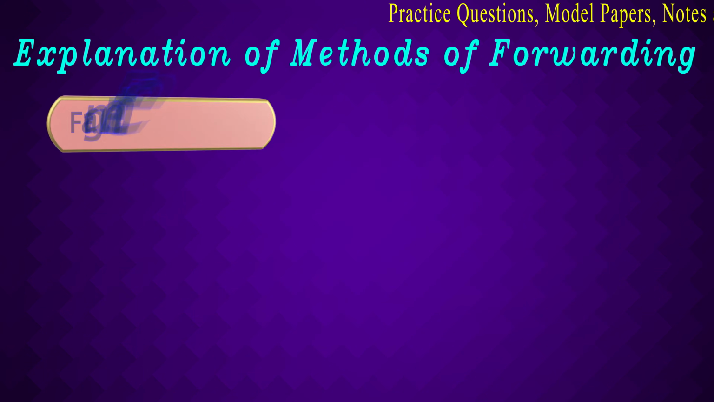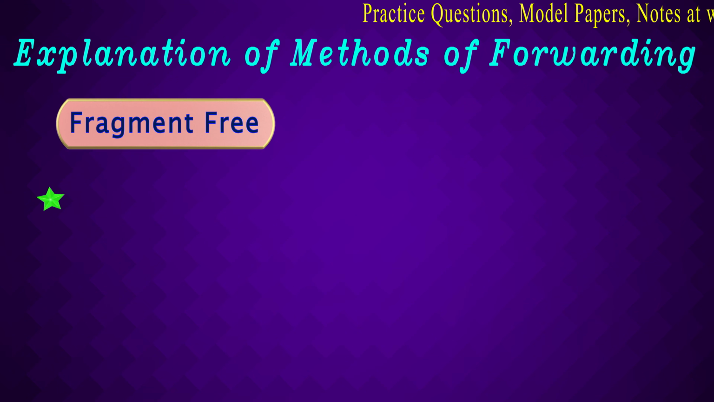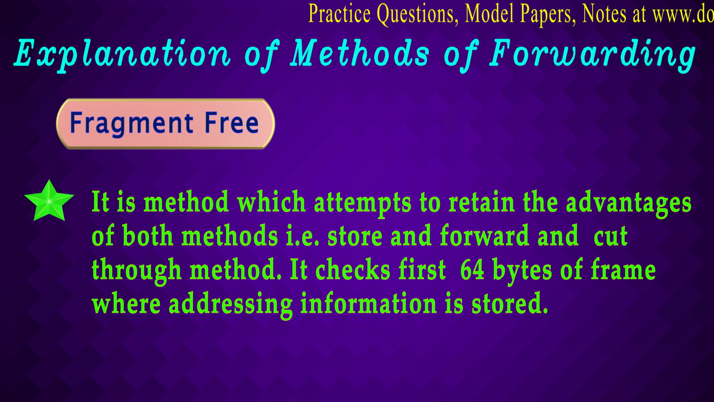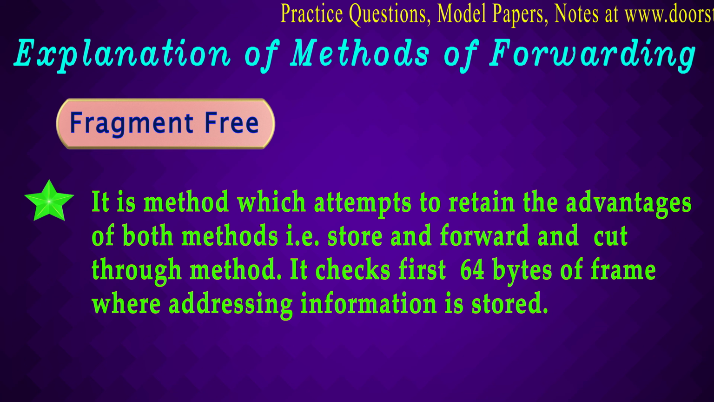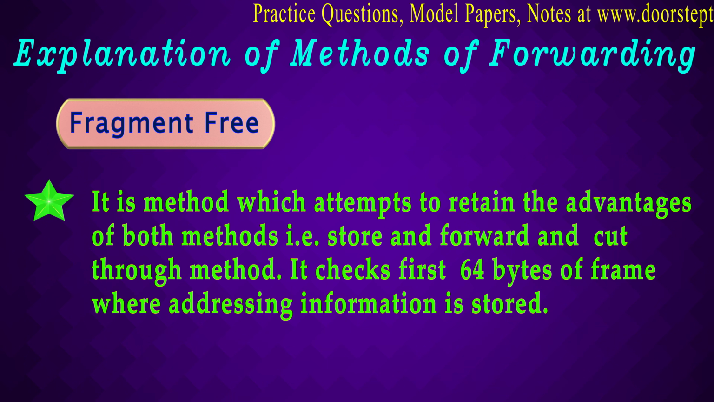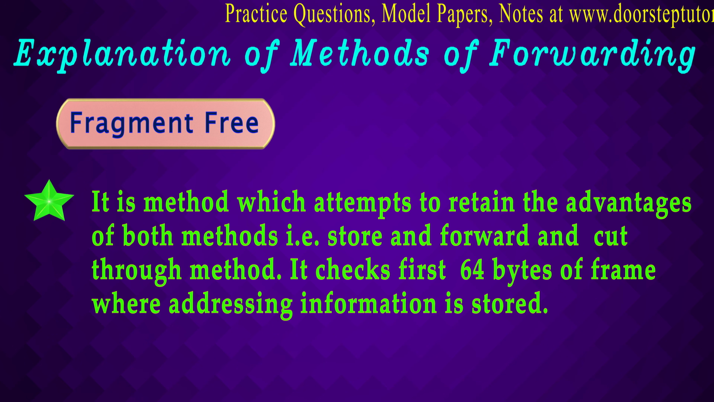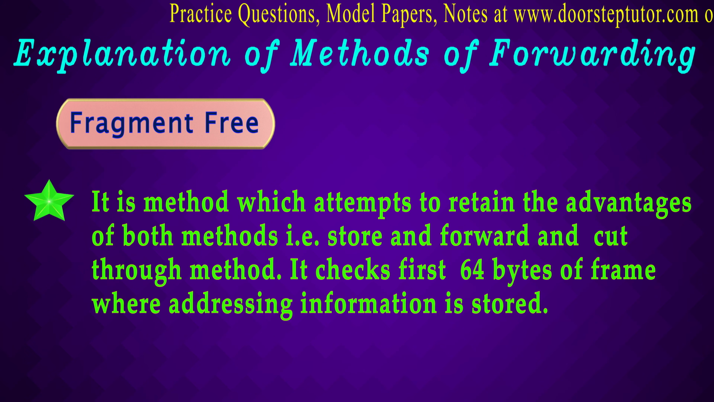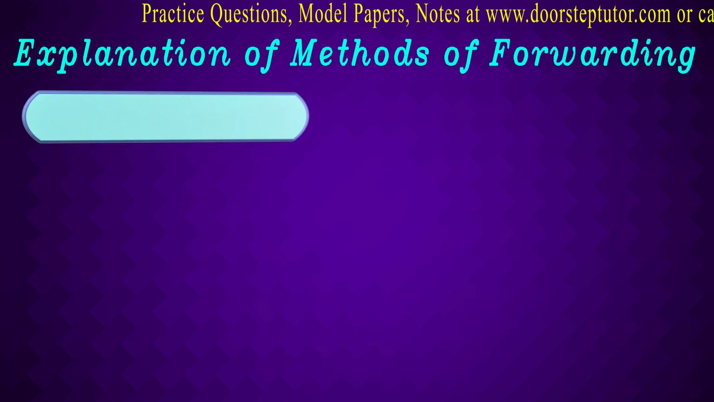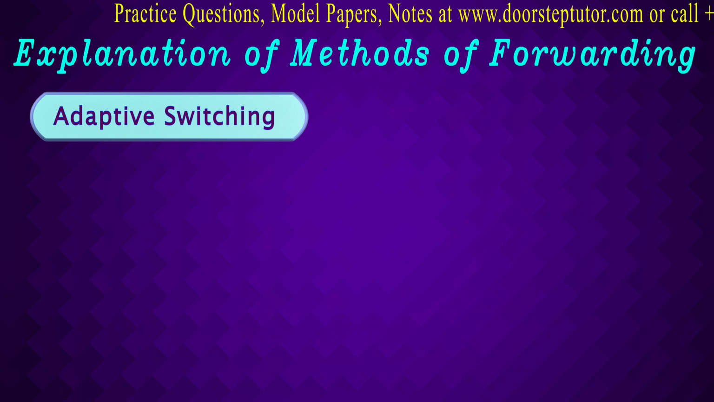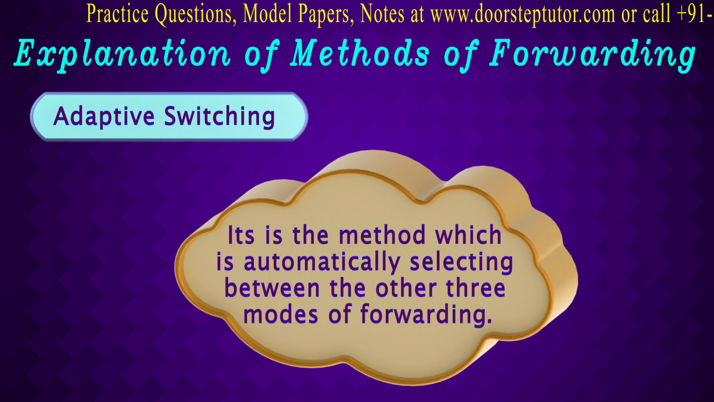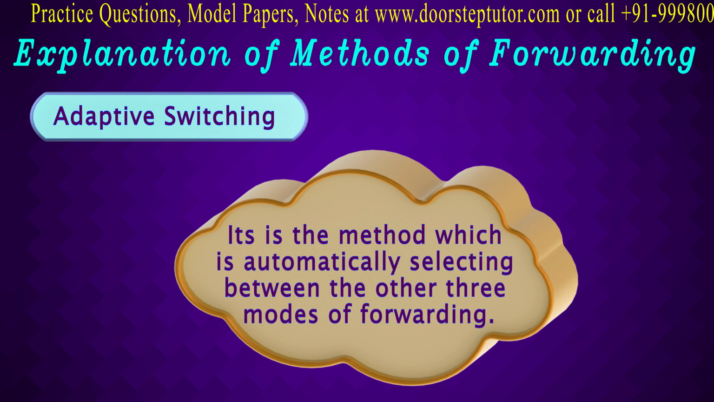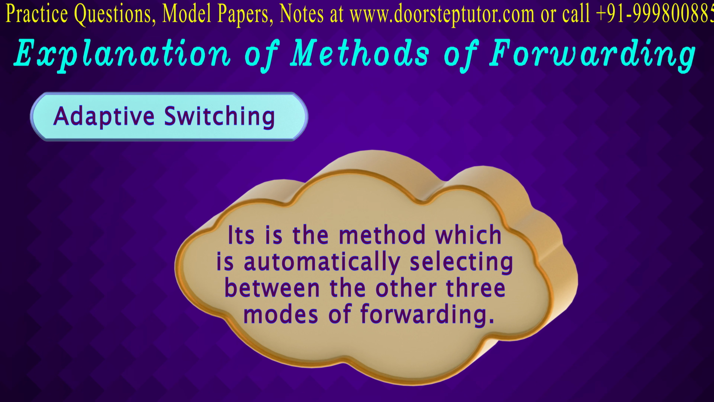Next is fragment free. This method follows the advantages of both the methods that we have discussed, that is store and forward and cut through. It checks the first 64 bytes of the frame so that it can find the address where the information is exactly stored. The last point is adaptive switching. In this method, it automatically selects among the other three methods of forwarding. It means it will be like a mixture of all three types.